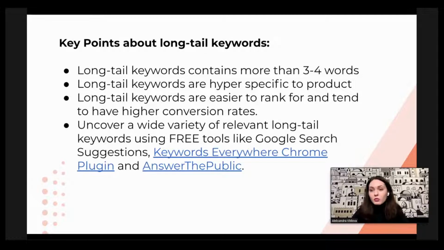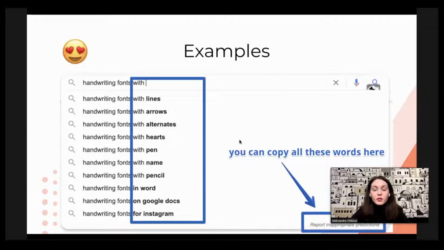And also, to find these keywords, you can use a few free tools like Google search suggestions, Keywords Everywhere, which is a plugin for Google Chrome and Mozilla, and also Answer the Public. Here you can see a few examples.